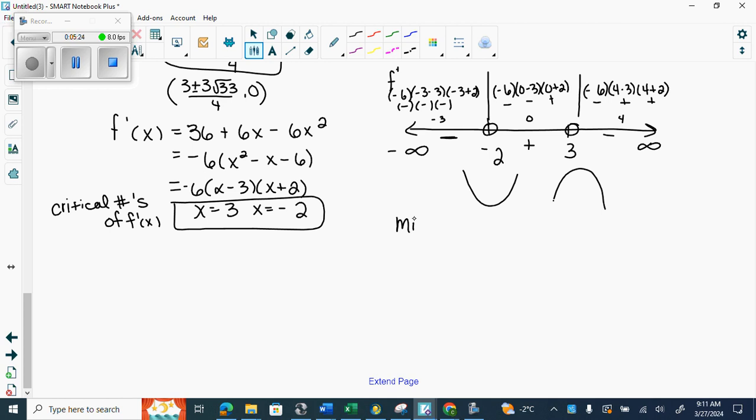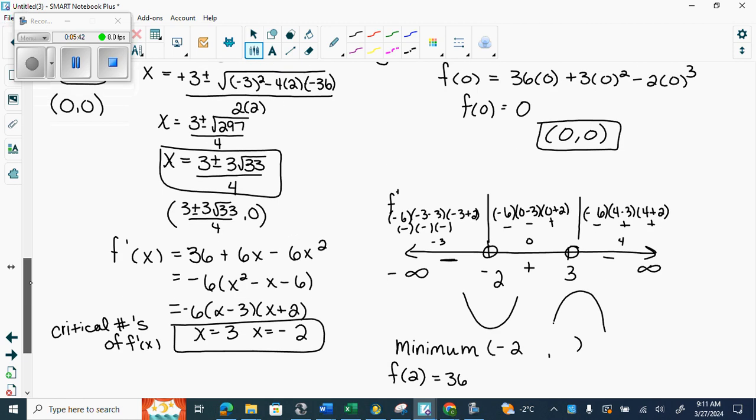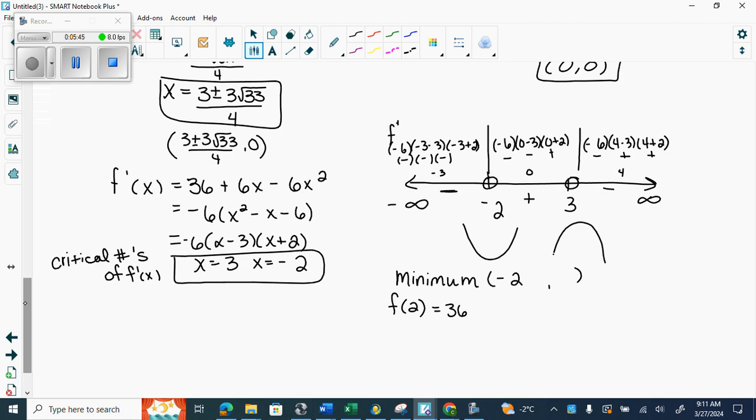So I have a minimum at negative 2 and something. How do I find that something? So I'm going to go f of negative 2 to show them that I know what I'm plugging it into, correct? And so I'm going to plug it into 36, I don't remember what it was, 36x plus 3x squared, is that what it was? It's a negative. Good call. Plus, what was the last thing? Minus 2x cubed. And what do we get for this one? 44. All right.